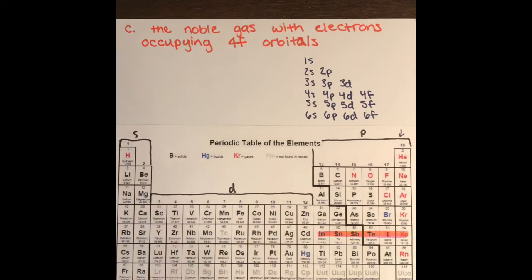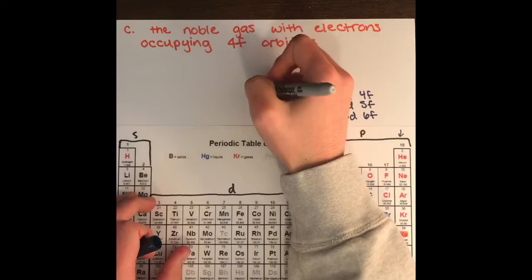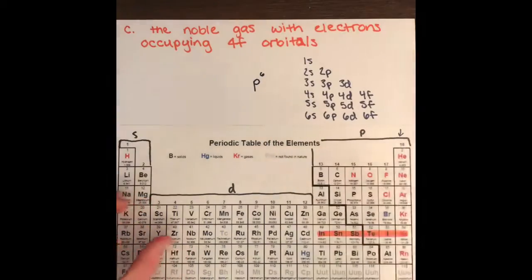C. The noble gas with electrons occupying 4f orbitals. Okay, so essentially what this chart does for us, that I've written out here, is it shows us the order in which the quantum levels and blocks appear during electron configuration. As we move diagonally down from right to left, we form the pattern of electron configuration. Therefore, when we have a noble gas, meaning it ends in p6, because it is in the last column of the p block, and it passes through the 4f orbital, we can simply trace it backwards.